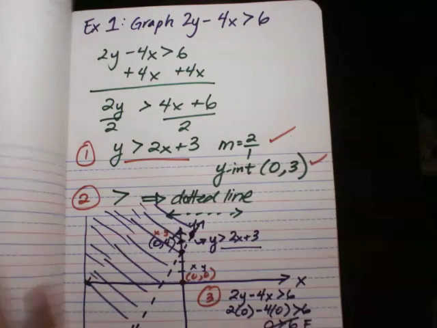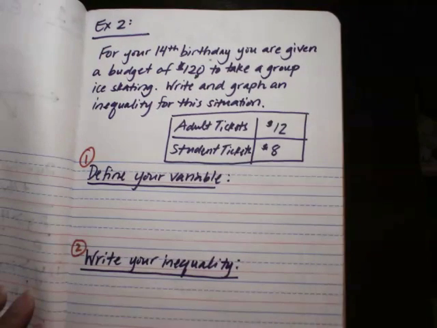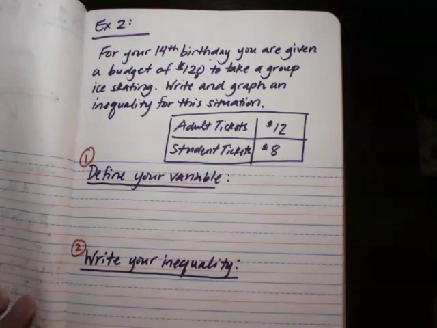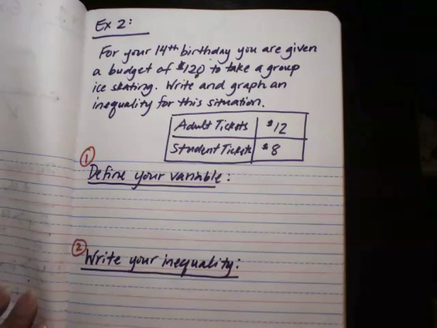We are going to try now a second example, and the second example is a word problem. For your 14th birthday, you're going to be given a budget of $120 to take a group ice skating. We're going to write and graph an inequality for this situation. So you're going to see how many adults you can bring, how many students you can bring.